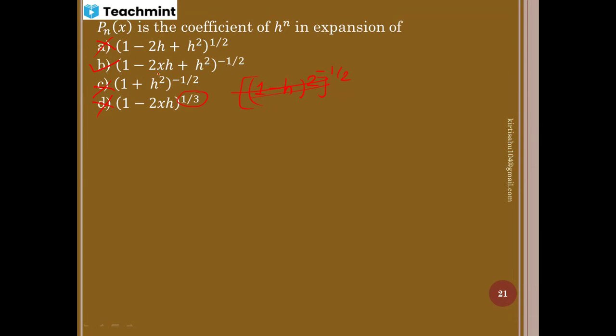So you have to be very cautious. This is h, here it should be x square. Sometimes x and h get mixed up, and you may find an option like 1 minus 2xh plus x square. In that case the question would be about x to the power n, not h to the power n. So this is also possible. So option B is the correct one.